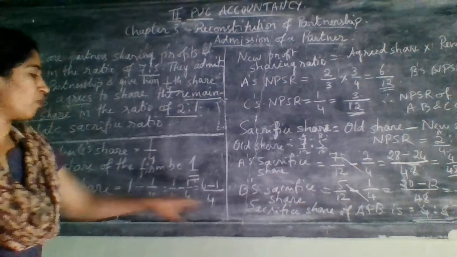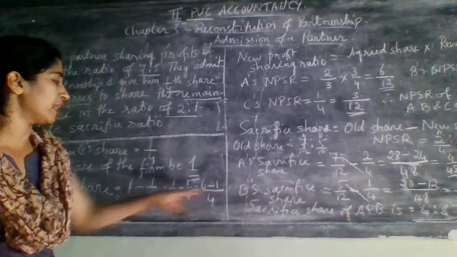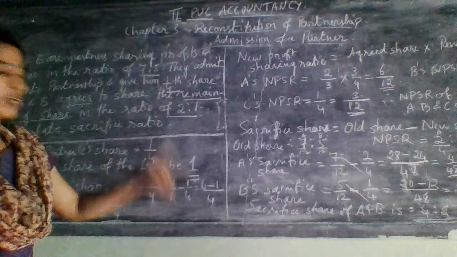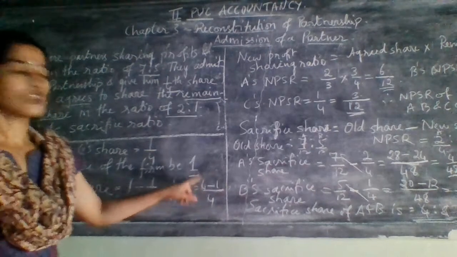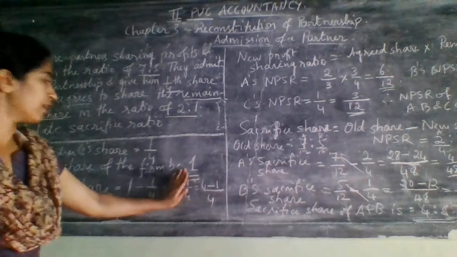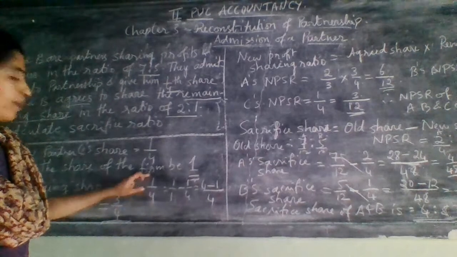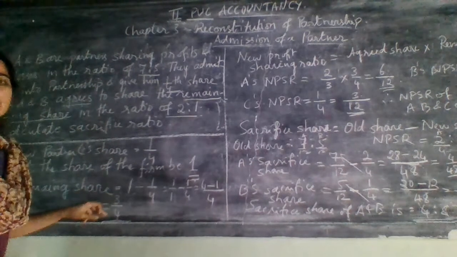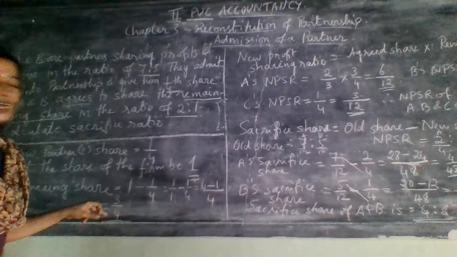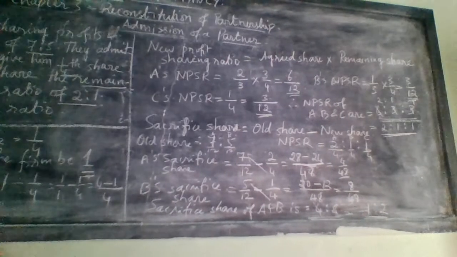So 4 divided by 1 will come 4 only. 4 ones are 4 minus 4 divided by 4, it will come 1. 1 ones are 1. So 4 minus 1 will come 3 by 4. Or else you can directly skip this step: 1 minus 1 by 4, from 4 minus 1, and write directly 3 by 4. This is considered the remaining share. After getting the remaining share, you need to calculate the new profit sharing ratio.